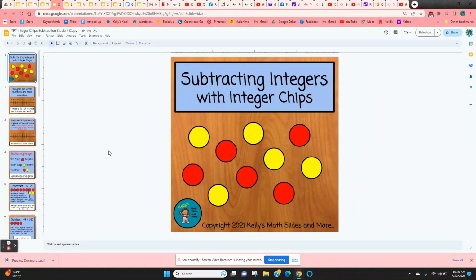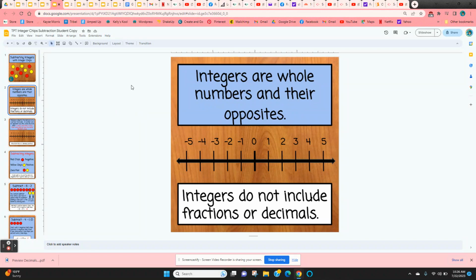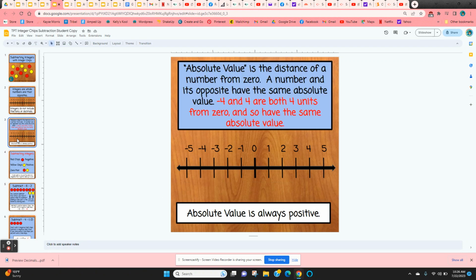Subtracting integers with integer chips. This is a digital lesson, and it starts by explaining to students what integers are, so they're whole numbers and their opposites. It does not include fractions or decimals.